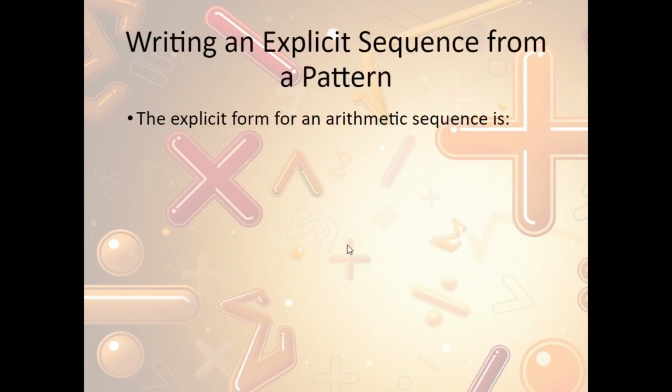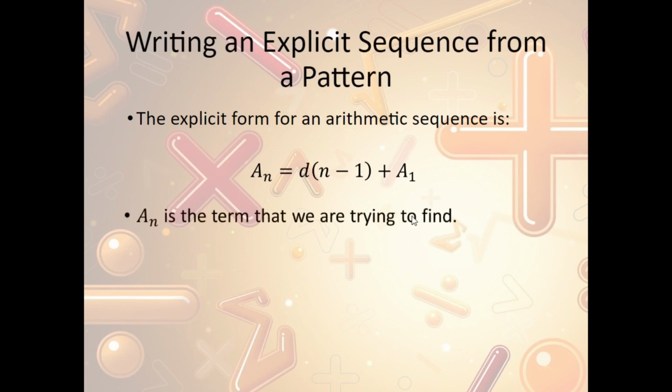Now, is that always easy to find? No, depending on the term, we don't want to have to keep calculating out. The easiest way to do this is to write it in explicit form. The explicit form for an arithmetic sequence is a sub n, meaning the value that we're trying to find, is equal to d, the common difference, times n minus 1, plus the first term in the sequence. So a sub n is the term we're trying to find.